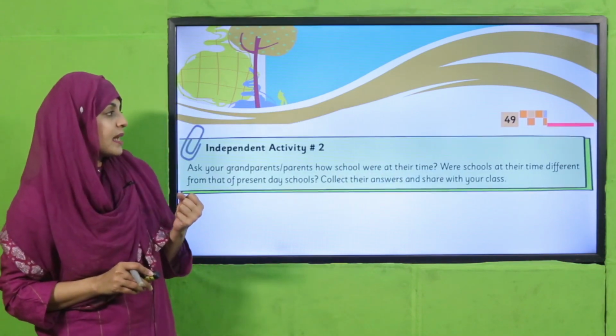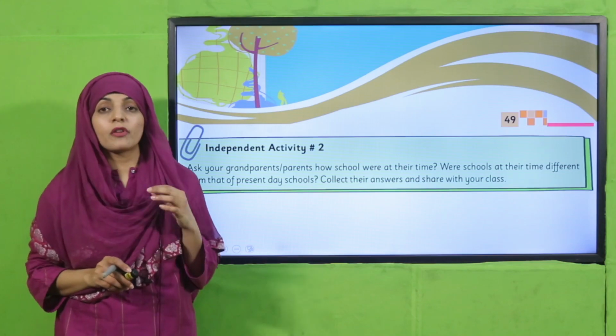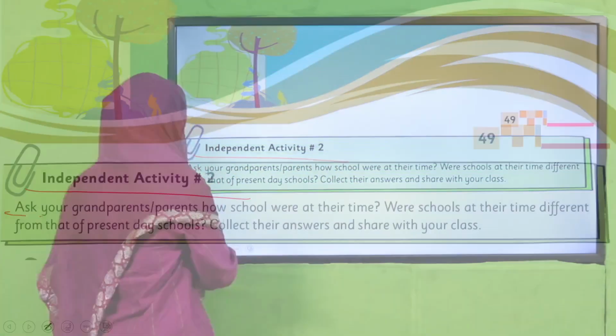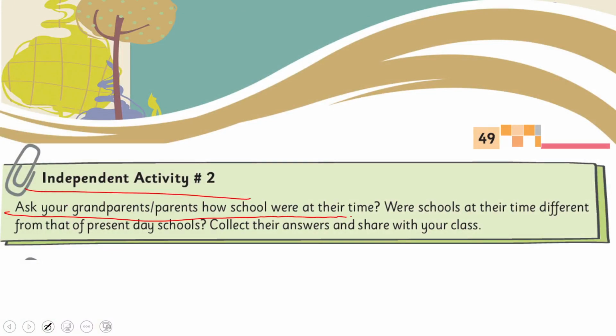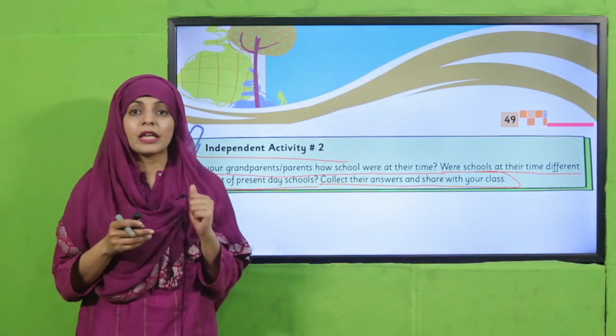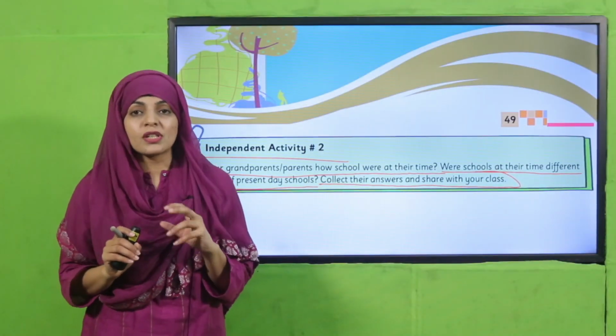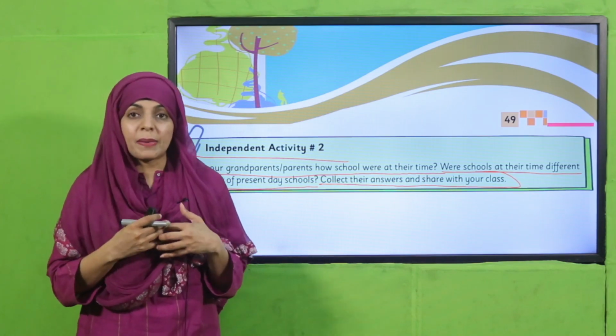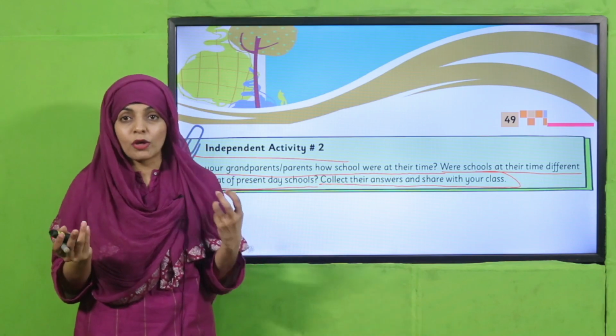So my dear students, next another homework that you will do is given on page number 49. That is an independent activity number 2. Ask your grandparents and parents how schools were at their time. Were schools at their time different from that of present day schools? Collect their answer and share with your class. So my dear students, अब आप सबको घर जाना है और अपने ग्रैंड पेरेंट्स से पूछना है कि उनके ज़माने में एजुकेशन सिस्टम कैसा होता था, और फिर आप उसको आज अपने एजुकेशन सिस्टम से कंपेयर करें कि आज आपका एजुकेशन सिस्टम कैसा है.